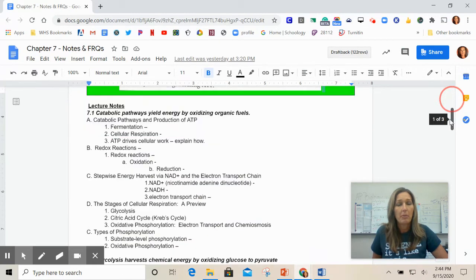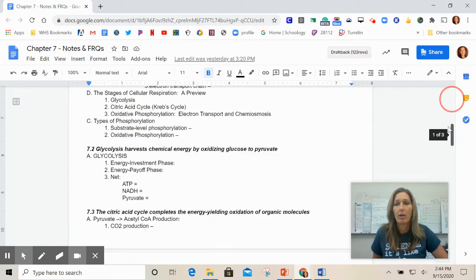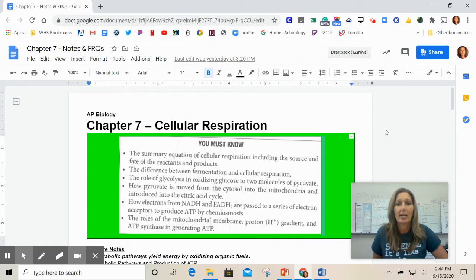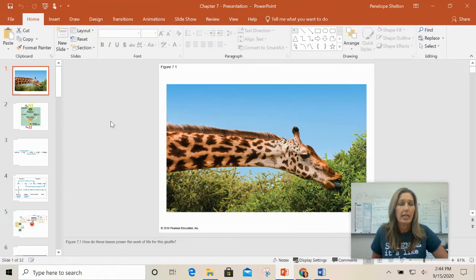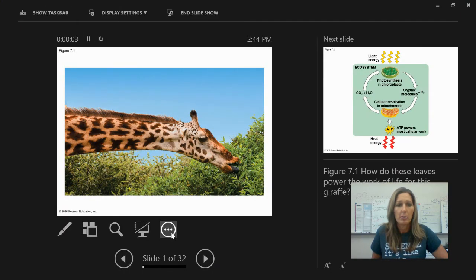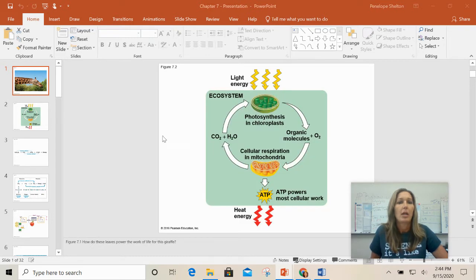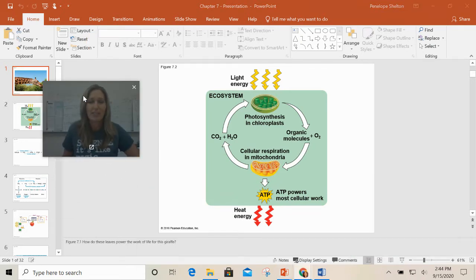And then with your notes, I'm going to go through on the Screencastify and make sure that we understand all of the major steps and some of the major events that actually happen in cellular respiration. So for the presentation, I'll just go on the small screen and put myself over here so we can talk about this.